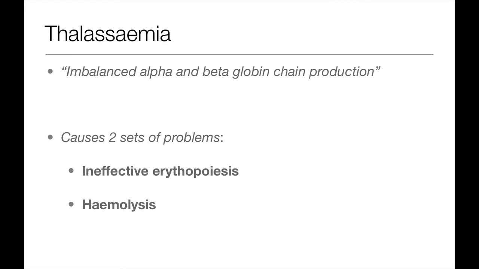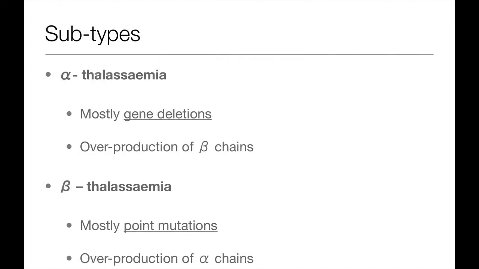So that's sickle. Let's talk now a little bit about thalassaemia. Now, the problem in thalassaemia is that you've got an imbalanced alpha and beta globin chain production. This leads to two essential problems. One, the red blood cells can't synthesize properly, and two, those red blood cells that are synthesized have a reduced lifespan. Thalassaemia is found in nearly every racial group, but it's particularly common in people from Mediterranean regions, Africa, the Middle East, the Indian subcontinent, and Southeast Asia.